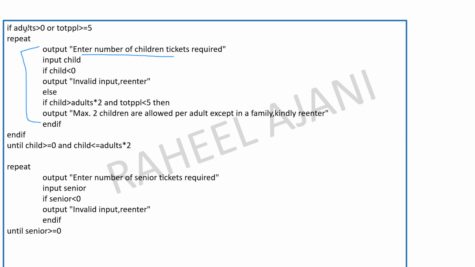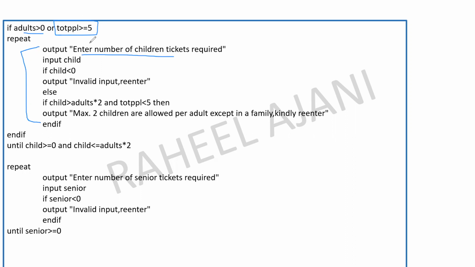For children, there needs to be greater than 0 adults. And there is one more condition. If there are no adults, but it's a family, so family will be a group of 5, then there could be children. They are allowed to come without adults because seniors will be there.